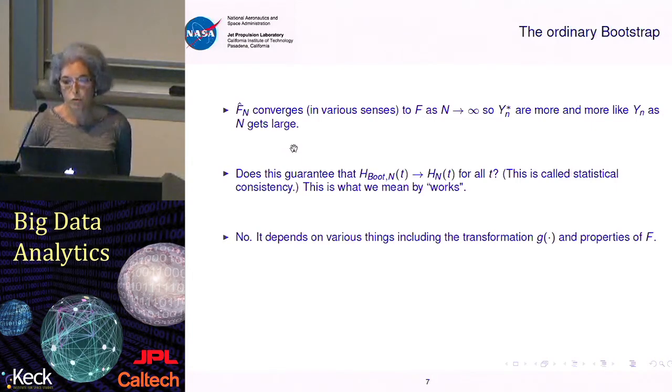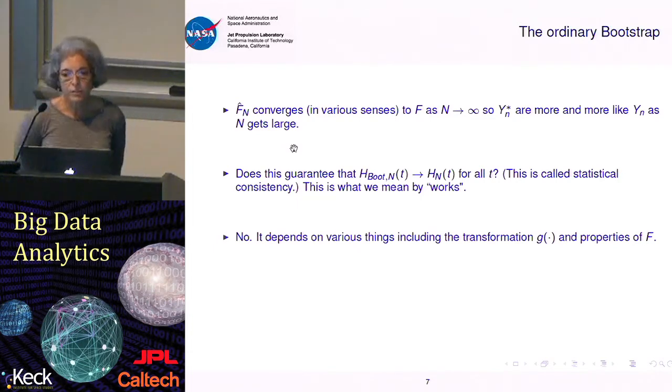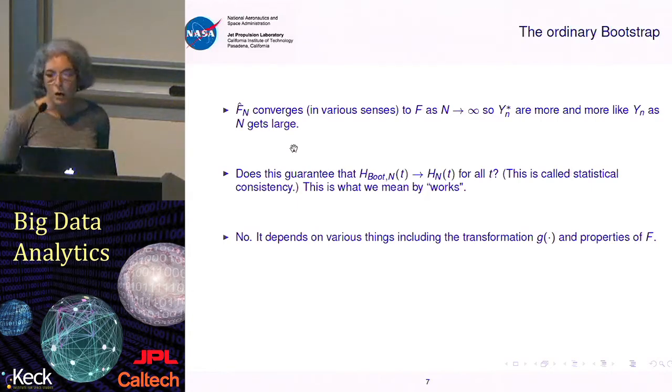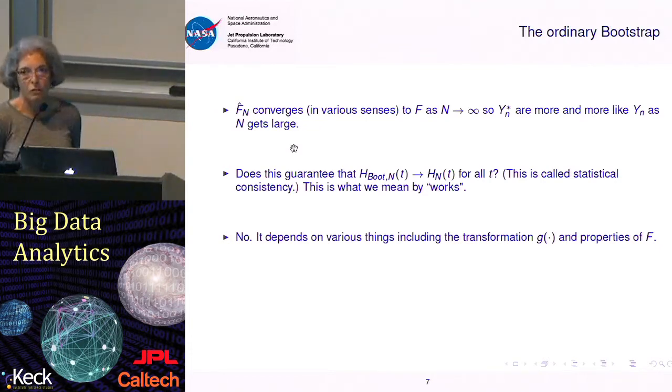So if that's true, then the y star n's are getting more and more like the original y n's, so that's good. Does that alone guarantee that the approximation of hn by hboot is good enough? Not really, no. Unfortunately not. It depends on a bunch of things. It depends on the nature of that transformation G, in other words, on the form of theta hat, and on some of the underlying properties of the true distribution function f.